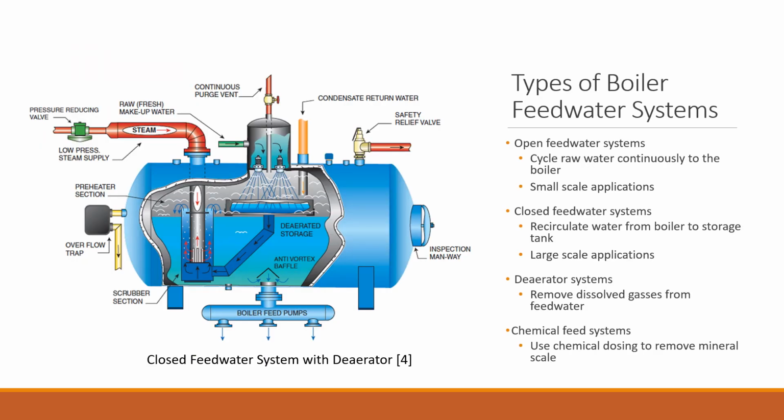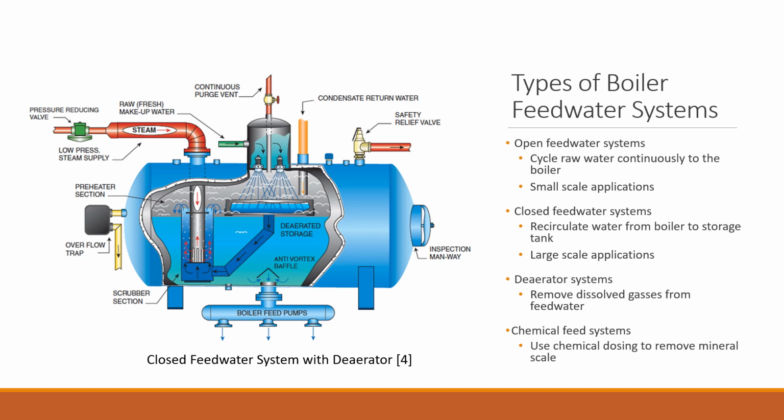Now that we know why we need a feedwater system, I'd like to cover the 4 types of boiler feedwater systems that you're likely to see. First up, you've got an open feedwater system and a closed feedwater system. These are the primary systems, and you'll add a deaerator system or a chemical feed system to these as needed. An open feedwater system cycles raw water continuously to the boiler, making it ideal for small-scale applications.